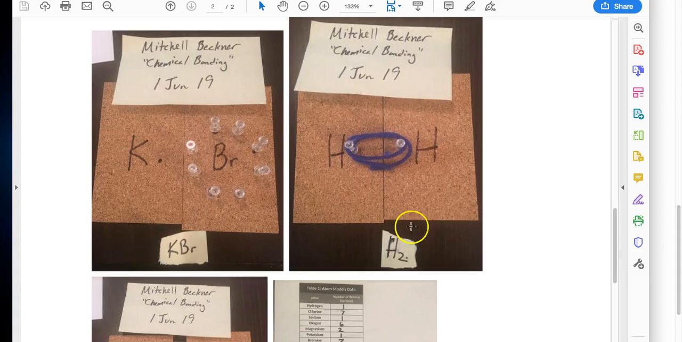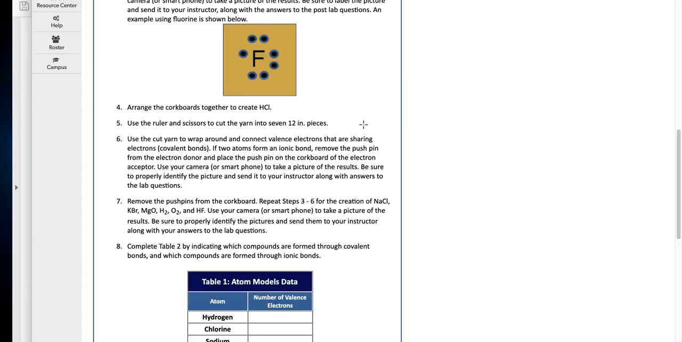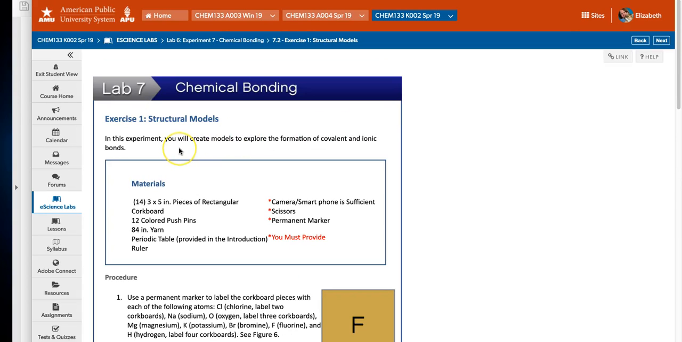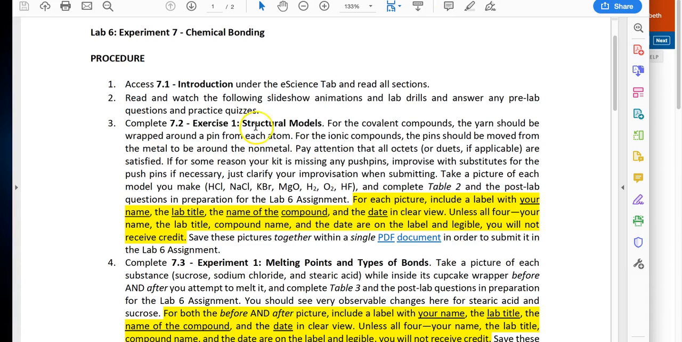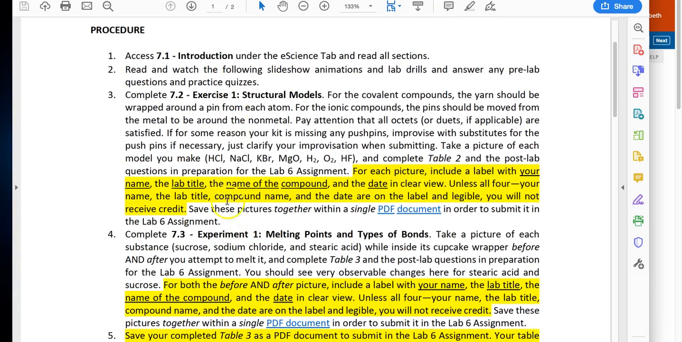And here's a covalent compound example, where the valence electrons are not transferred from one atom to the other, but instead the covalent bond is formed when they're being shared. So you're going to make this type of picture for all of your compounds. Okay, and now let me go back to the instructions. Once you've done all that, you're done with exercise number 1.